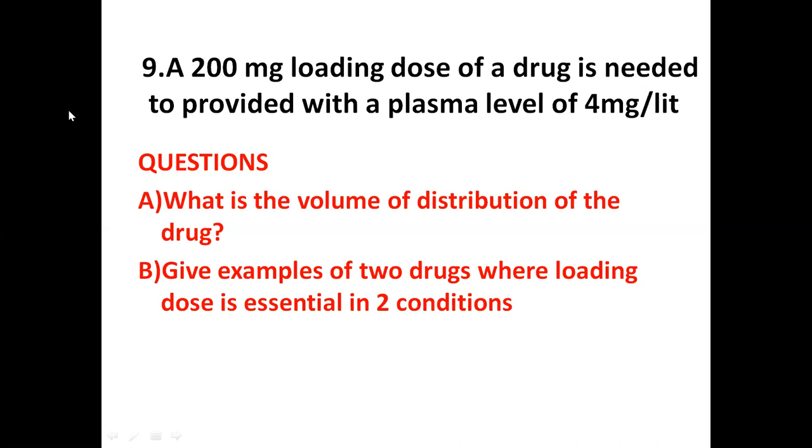The questions were: what is the volume of distribution of the drug? And B question, give examples of two drugs where loading dose is essential in two conditions. This is about the question on the volume of distribution. The earlier question was about bioavailability. Okay, move on to the answer.